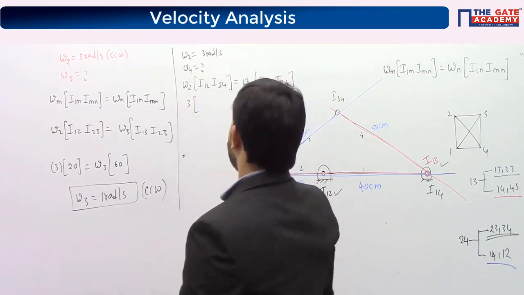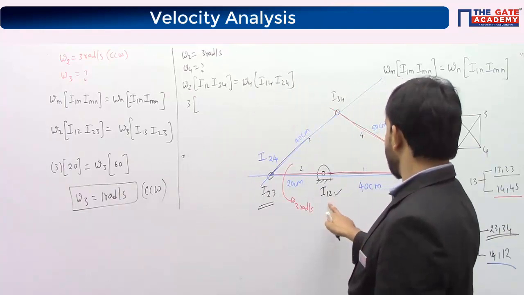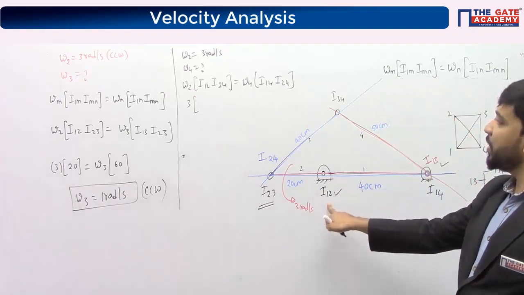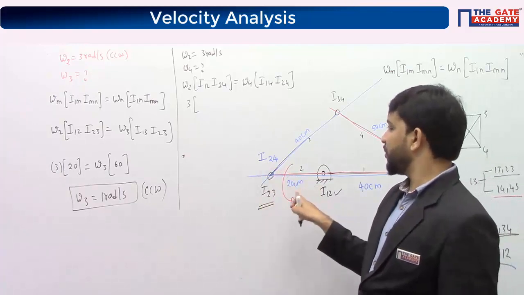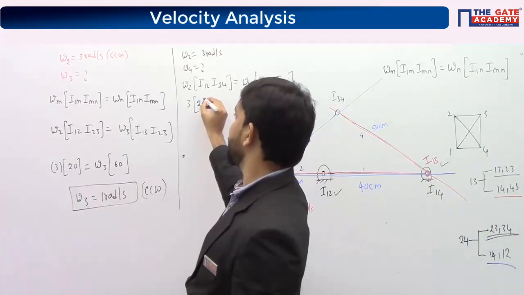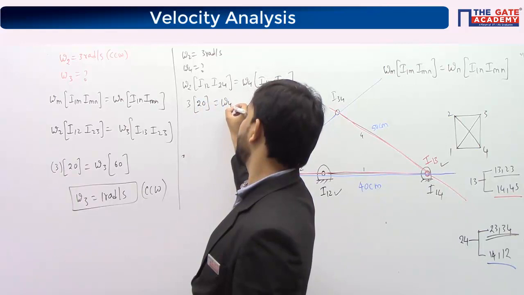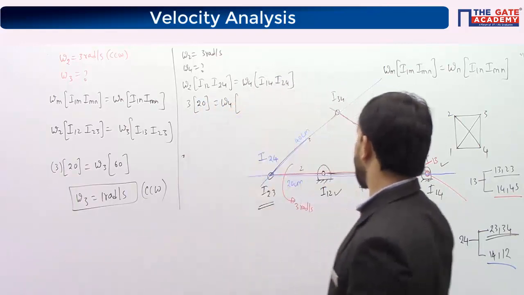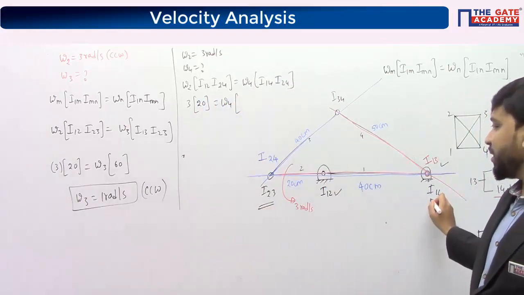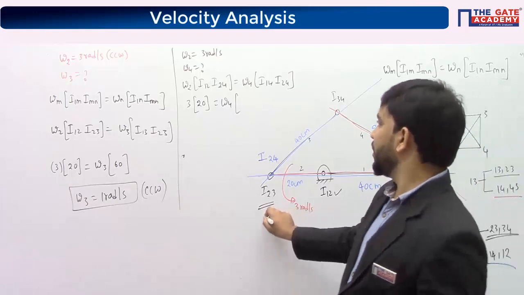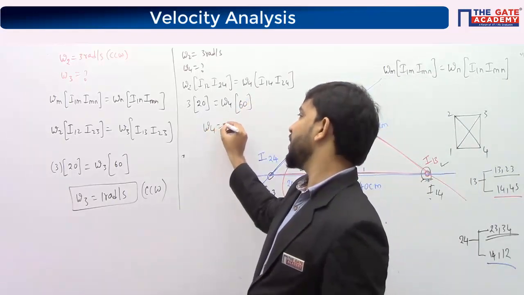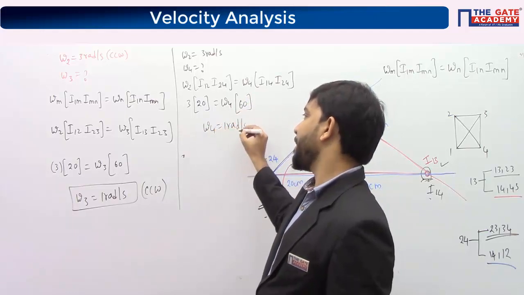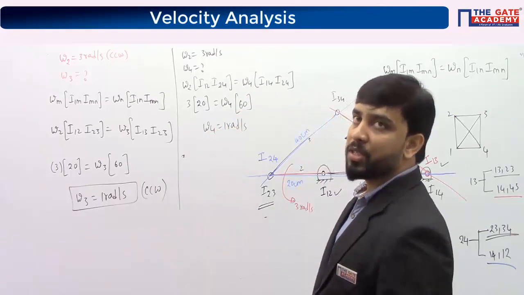The distance between 1, 2 and 2, 4. So 1, 2 is here. Where is 2, 4? 2, 4 is here. The distance between 1, 2 and 2, 4 is 20 centimeter. Omega 4 we need to find out. Distance between 1, 4 and 2, 4. 1, 4 is here and 2, 4 is here. The distance between these two is 60 centimeter. So omega 4 is also 1 radian per second at this instant.